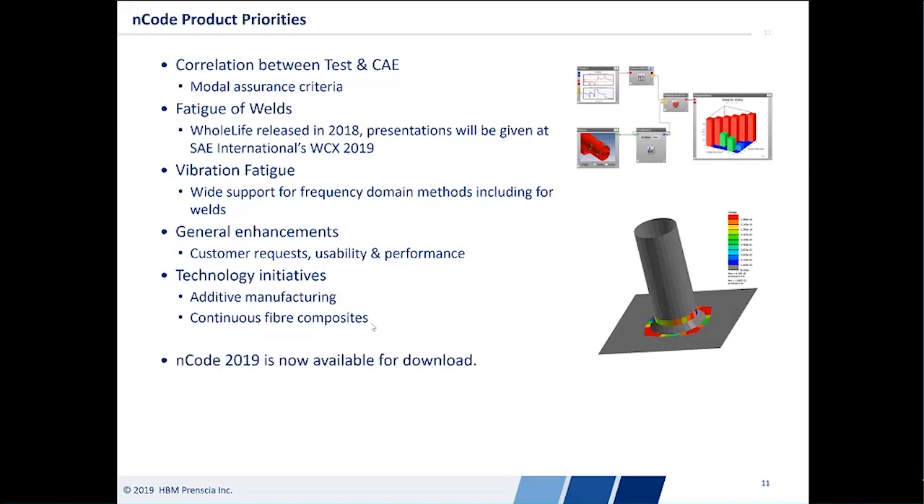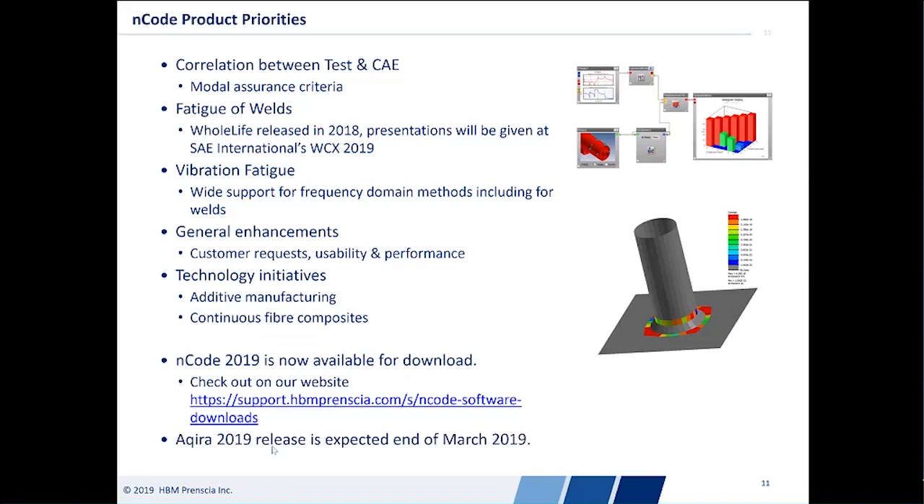So all this is now available in nCode 2019, and it's available for download as we speak. So check out our website. If you go into the support portal of HBM Prancia, you'll be guided to this download area. Akira, which I mentioned, Akira 2019 will also be released soon. So stay tuned, and you'll know more about Akira probably in March, and we'll launch Akira and a number of new features in there in the Detroit user group meeting end of April. But Alex will tell us more about this at the end of this presentation.